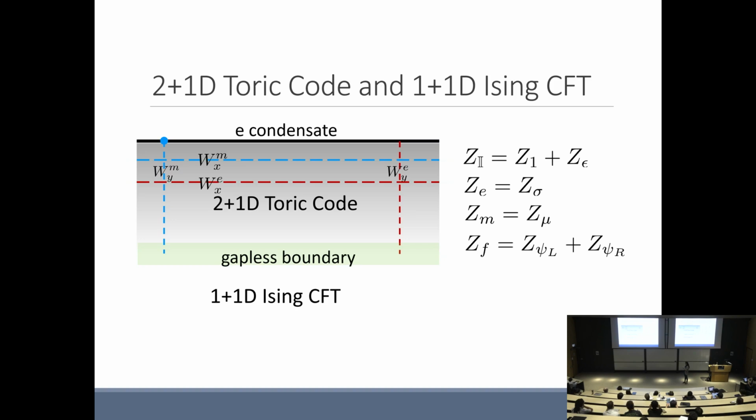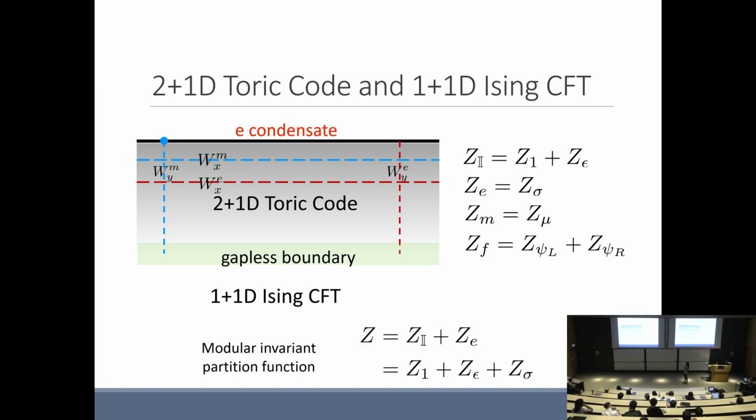And in order to get a modular invariant partition function, what we do is actually to look at the top boundary. The top boundary tells us how to put these sectors together in order to get a modular invariant partition function. And here, because the top boundary is a condensate of E, we're taking the first component and the second component and summing them together, and that will give us a consistently modular invariant partition function.